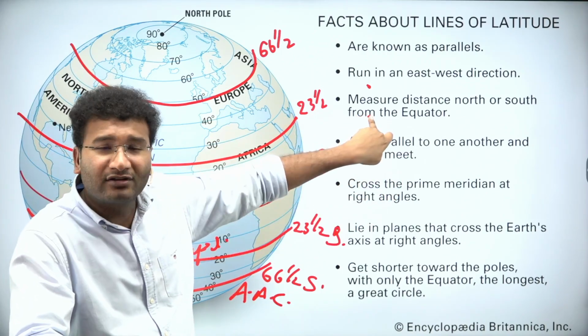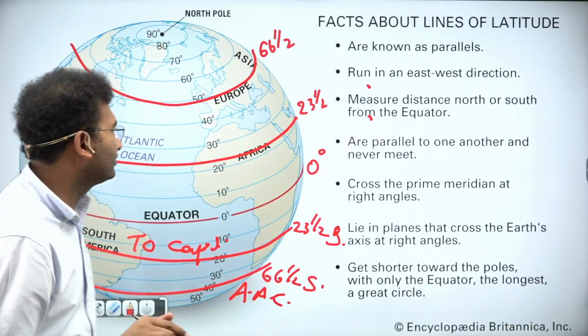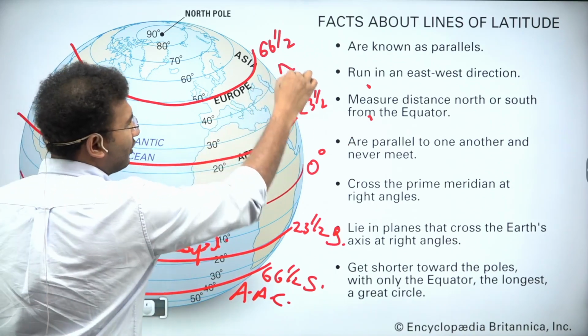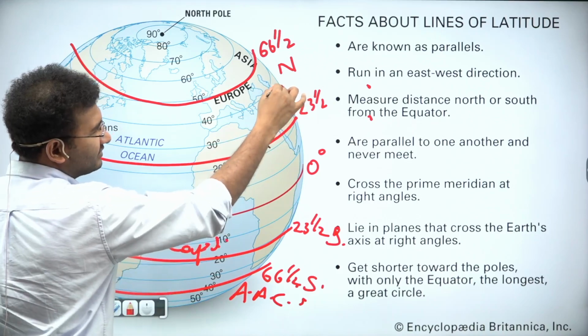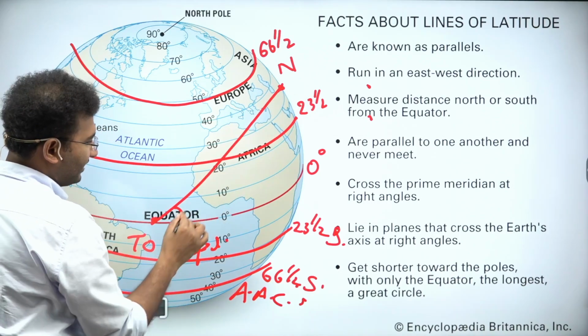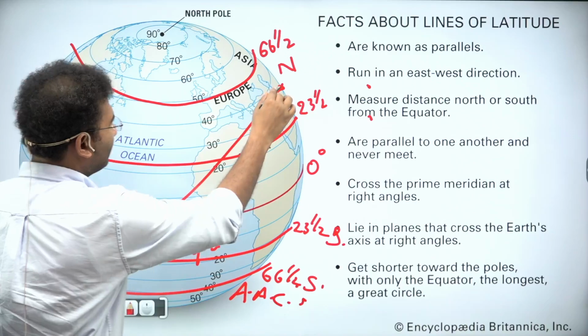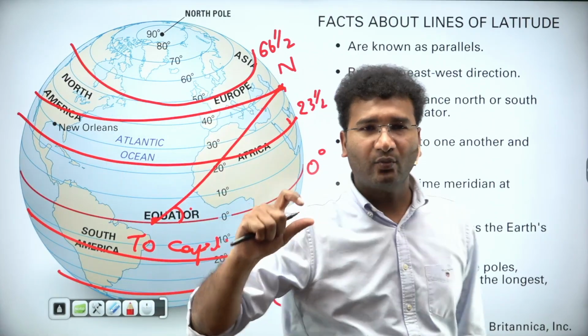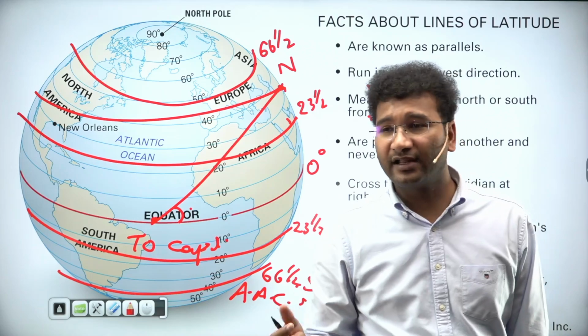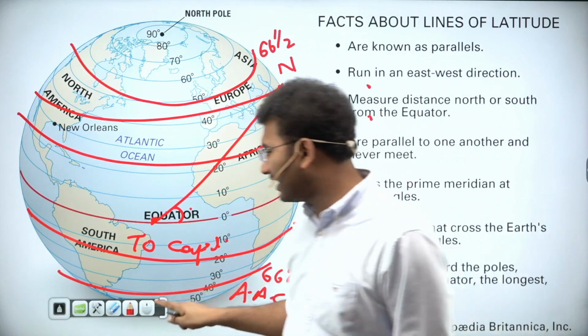They measure distance north or south. Latitudes help in measuring the distance north or south. For example, this is the equator. If you ask me what is the distance of this place, I'll calculate the angle, and you know that the distance between each latitude is 111 kilometers. So they help in calculating like this.